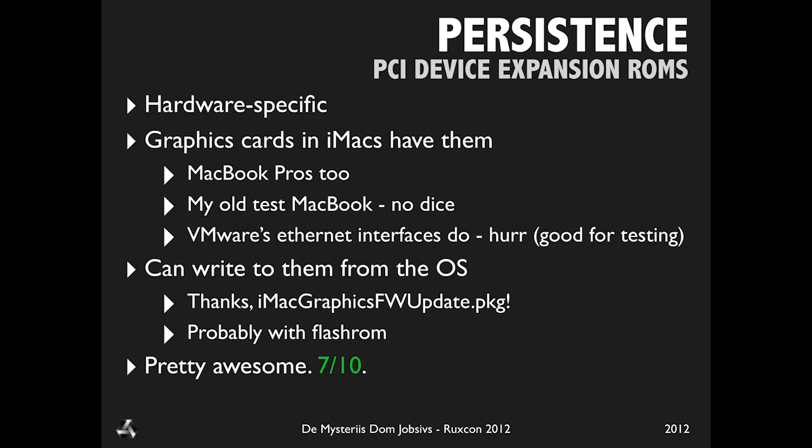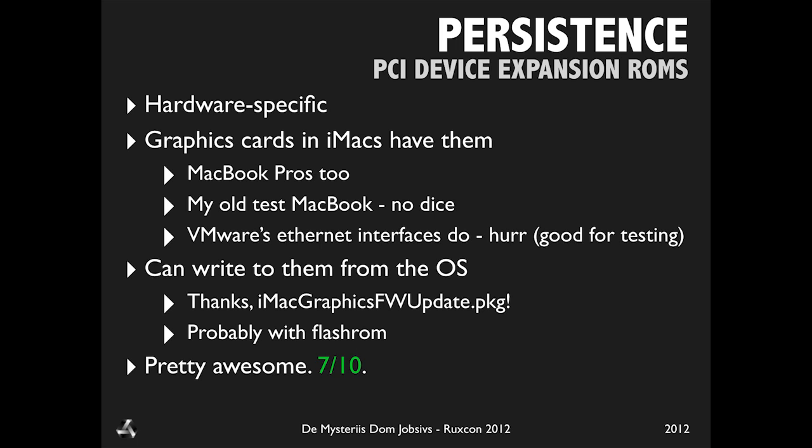So graphics cards in iMacs have option ROMs. MacBook Pros with discrete graphics cards have option ROMs. I believe there's an option ROM somehow on the on-die Intel HD Graphics 4000 on the new Ivy Bridge processors, but I'm not sure how you could actually interface with it because it's on-die. But there does seem to be some sort of driver provided by that, so that could be an interesting place as well.